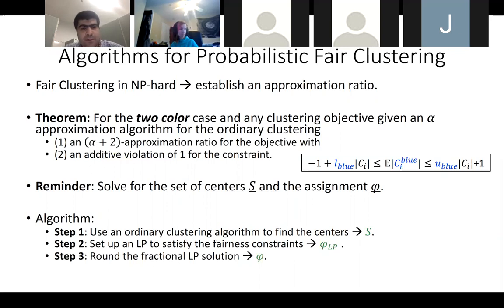I'm not sure I understand the question, because we do satisfy this constraint deterministically. You do satisfy it, but David's question was, what if your constraint was, let's say U blue was 0.7, right? So on the upper bound side, you know that the expected proportion of blue points in any cluster is at most 0.7. The question is, what is the probability that it becomes more than 0.9? Can you bound those? That was David's question.